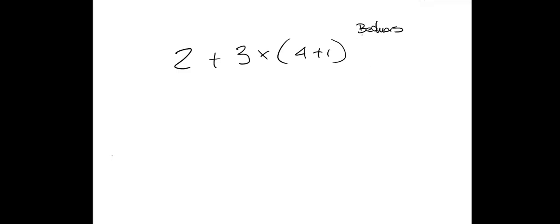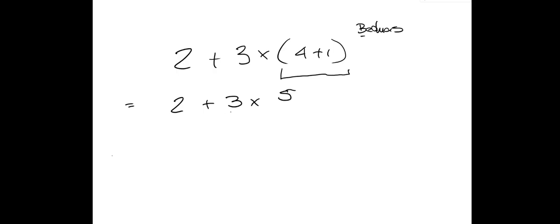Well, the B in BEDMAS is the brackets, so we're going to take care of everything in this bracket first before we do anything. So the 2 is going to come down, the 3 is going to come down. Now what is in that bracket? 4 plus 1 is in that bracket. Obviously 4 plus 1 is 5. Okay, now what do we do? Do we add the 2 and the 3? Do we multiply the 3 and the 5?